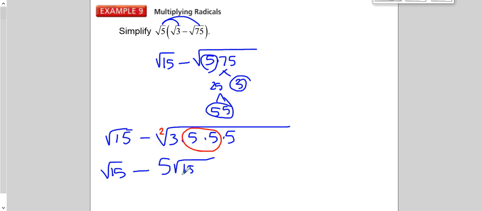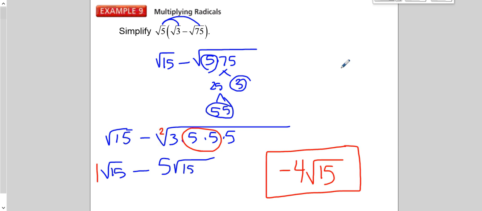So now we have like terms because this is a rad 15 and this is a negative 5 rad 15. So I'm going to put in a 1. 1 of these minus 5 of these. 1 minus 5 is negative 4, and we were combining rad 15s. So negative 4 rad 15 for our final answer. That's example 9, multiplying radicals.